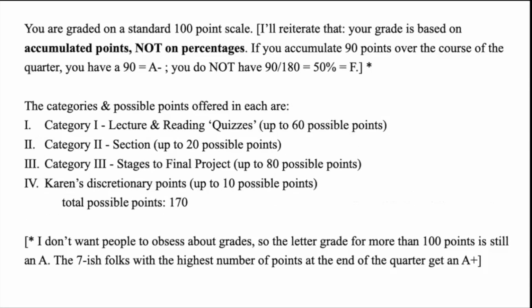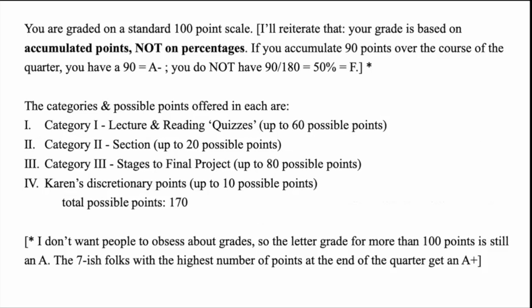You are graded on a standard 100-point scale. Once again, I will reiterate that your grade is based on accumulated points, not on percentages. If you accumulate 90 points over the course of the quarter, you have a 90, which is an A minus. You do not have a 90 out of 180 or 170, which would be an F.